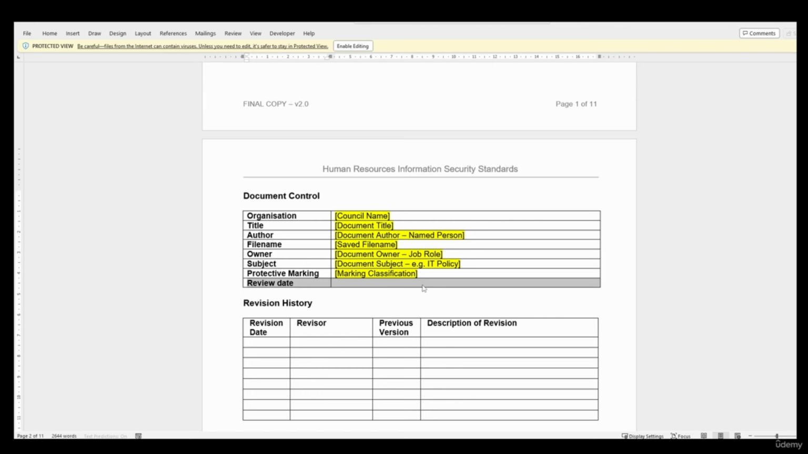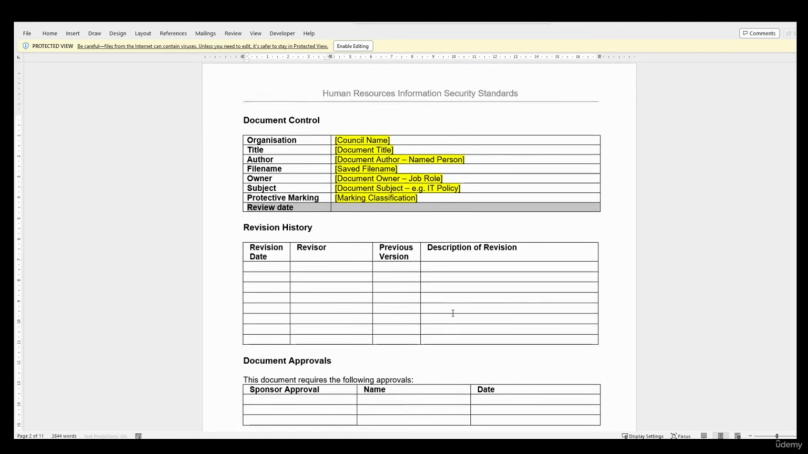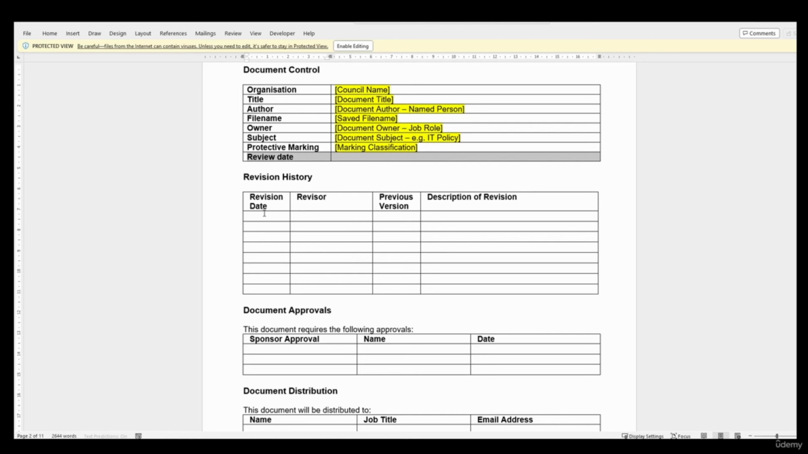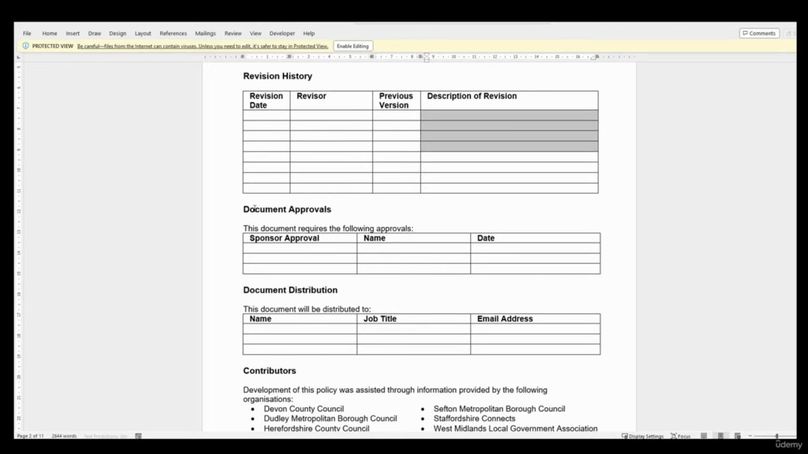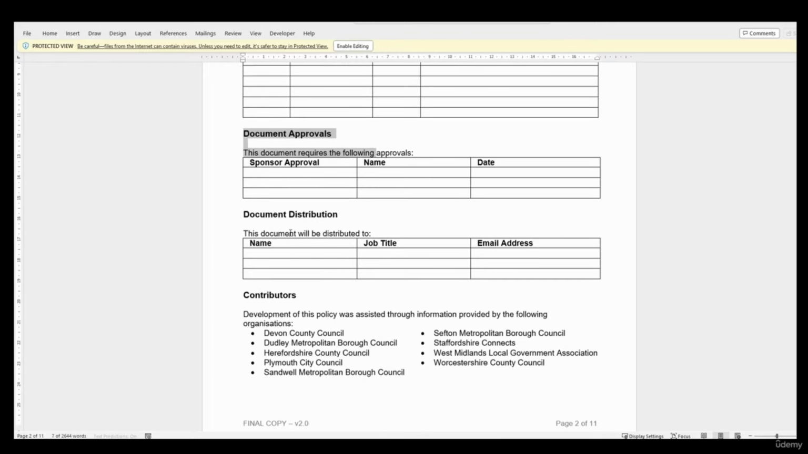If we do a revision or periodic revision to the policy or updates, we should find a revision history here, which indicates the revision date, who did the revision, what the previous version is, and a description of the revision or updates. We will also find a table related to document approval and document distribution, which indicates the audience, or which departments or business units are going to receive this policy.